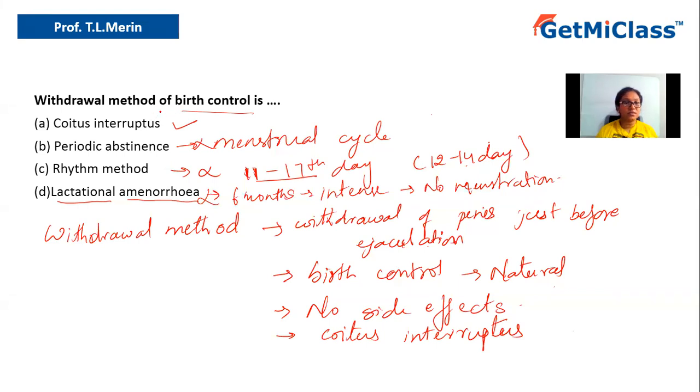So let us conclude the answer. What is the answer? The answer is option A, that is coitus interruptus. I hope you understood the explanation.